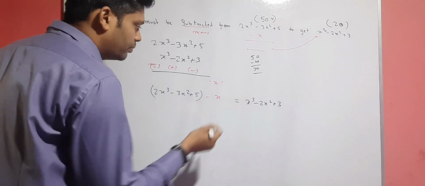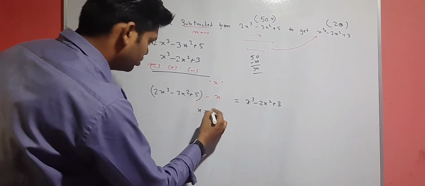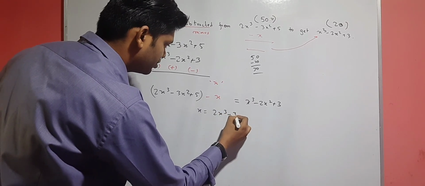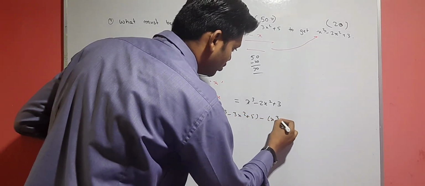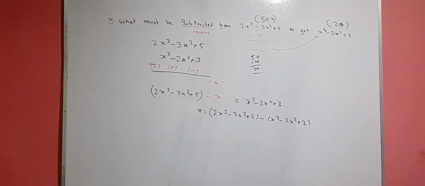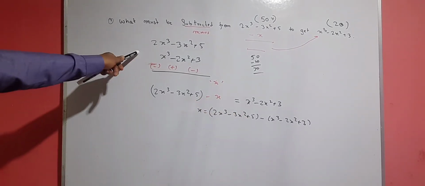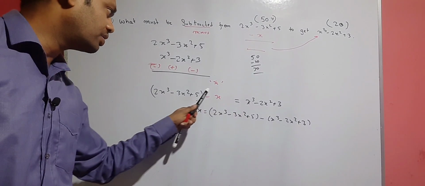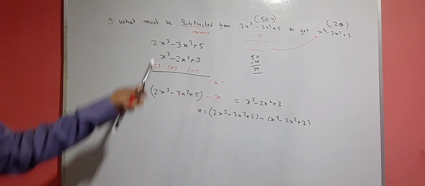So now ultimately this will go that side, this will come this side. So x is equal to 2x cube minus 3x square plus 5 minus x cube minus 2x square plus 3. You can solve by this method also. Whichever you find easy, you can use that method. For me this is easy, because you take the number to be subtracted as x, then this one minus this one, but you understand the concept of how it's working. Okay, you understood this one.